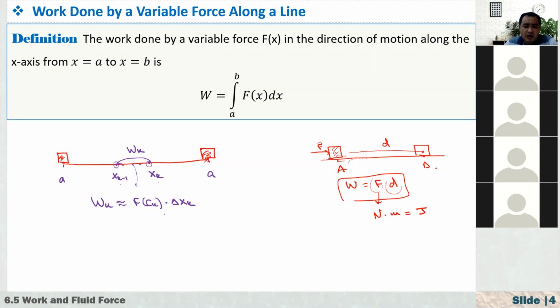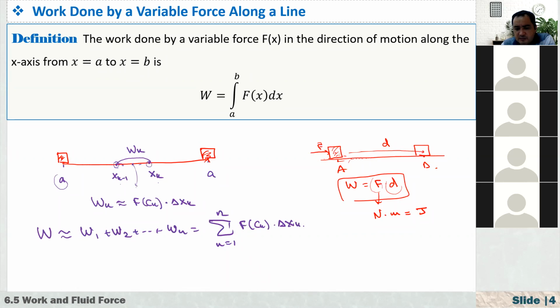Now how about the total work done to move this ice cube from A to B? At the time, we should just sum up these works. So the total work done is approximately W1 plus W2 plus dot dot dot plus Wn. In sigma notation, the sum from k equals 1 to n of W sub k, where W sub k is equal to F of c sub k times delta x sub k.